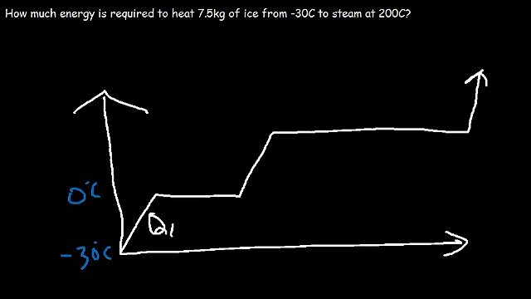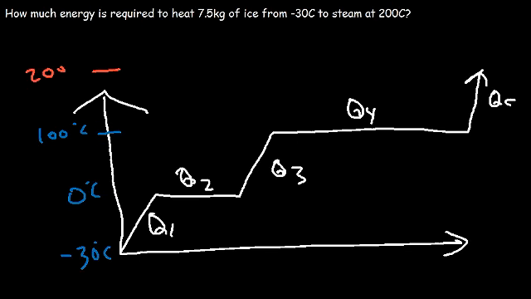The second thing we need to do is heat up ice to liquid water. So basically, we've got to melt ice. That's Q2. That's a phase change, so we need to use m times L to get that answer. And then we need to heat up liquid water from 0 degrees Celsius to 100. That's Q3. Then we need to vaporize liquid water into steam, which is Q4. And then we need to heat steam from 100 to 200 degrees Celsius, which is Q5. So be careful with these problems because you have multiple Q values.